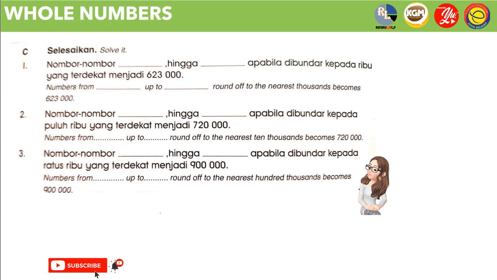So let's look at the answer. Yes, 623,000. Which are the numbers that, when you round off to the nearest 1,000, become 623,000? It starts from 622,500 onwards until 623,499. The same thing goes for the second question.